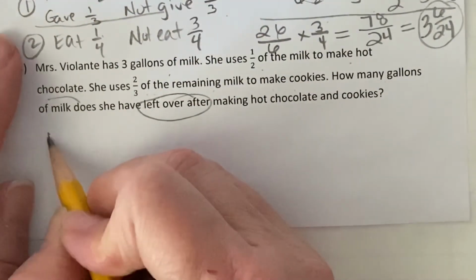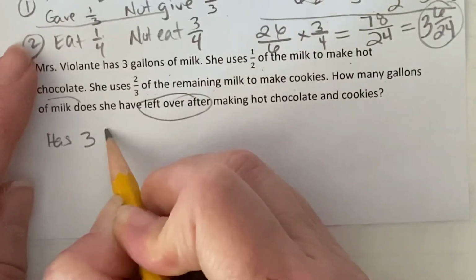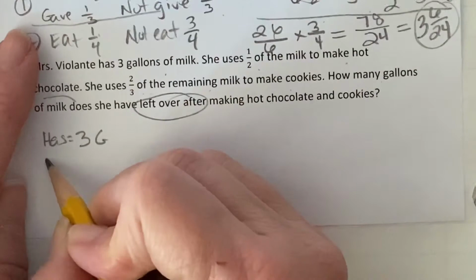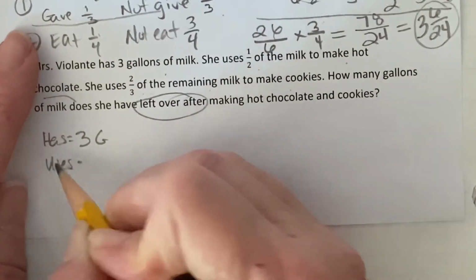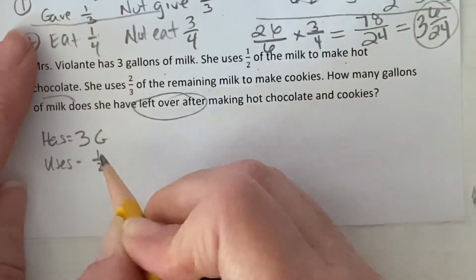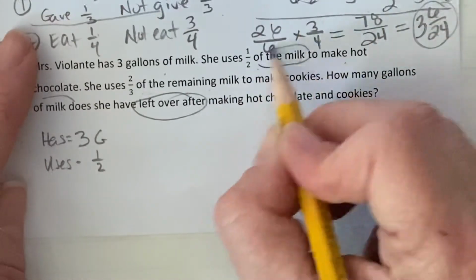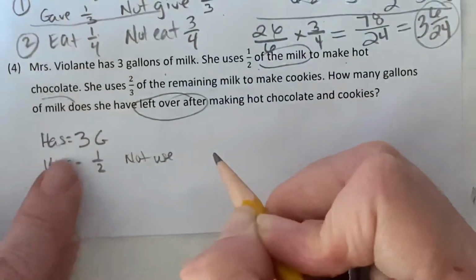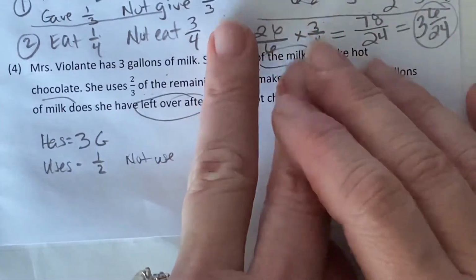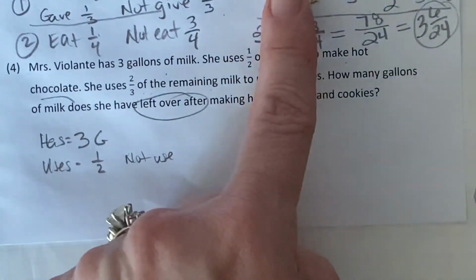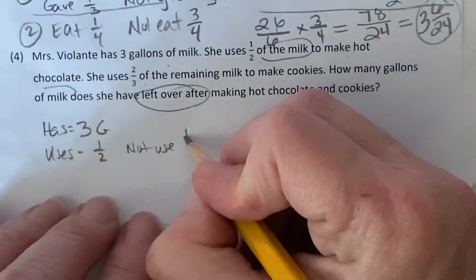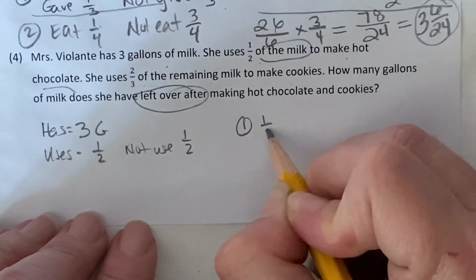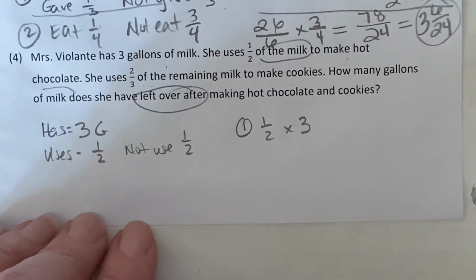Mrs. Villante, she has 3 gallons of milk. She uses how much? Half of all, which means she does not use how much? If there's half and she uses 1 out of the 2, how many does she not use? She also does not use 1/2. So step 1 is to take 1/2 of 3 gallons.